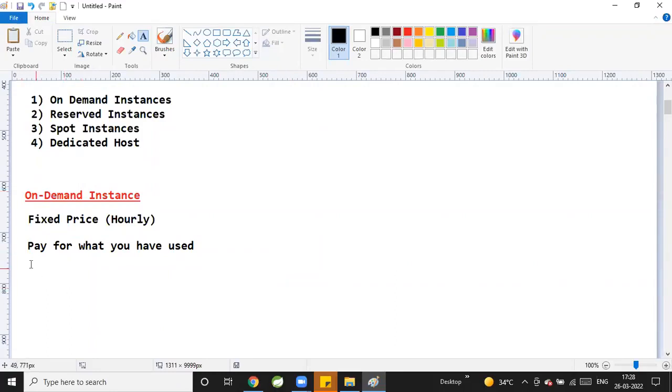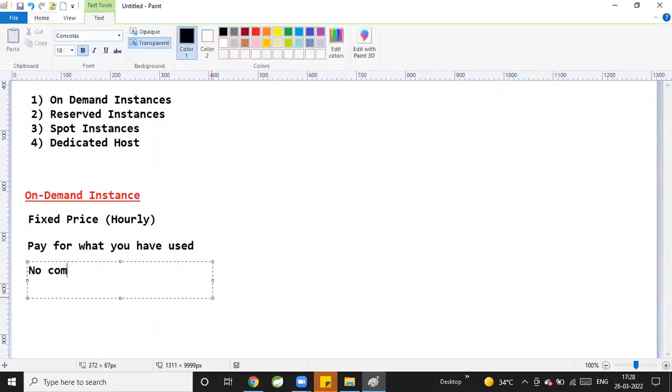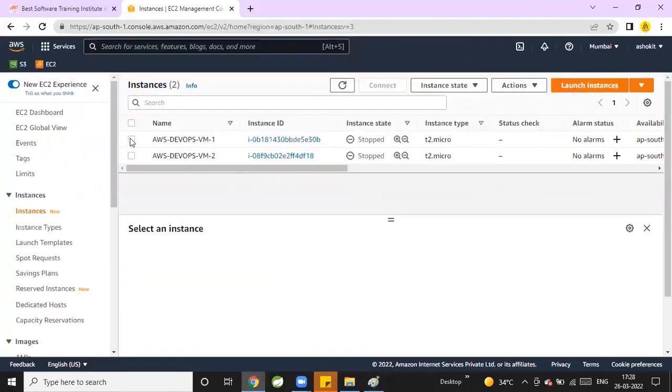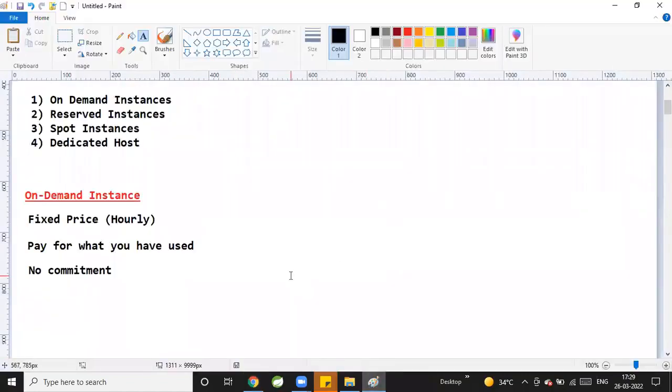Now, in on-demand instances, there is no commitment. You use it, you stop it, you terminate it. There is no commitment between you and AWS when you go for on-demand instances. Currently I'm using this instance and I'm going to terminate it. Can I get the same instance back from AWS again? No, there is no commitment between us and AWS. When you want, you use it and you close it.